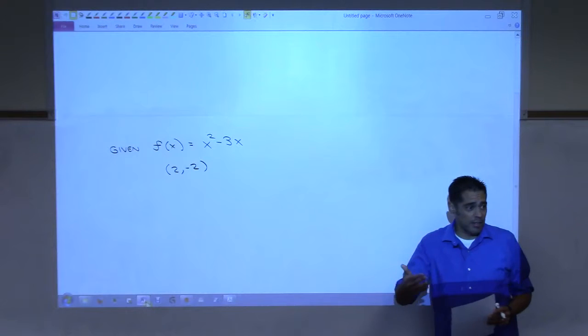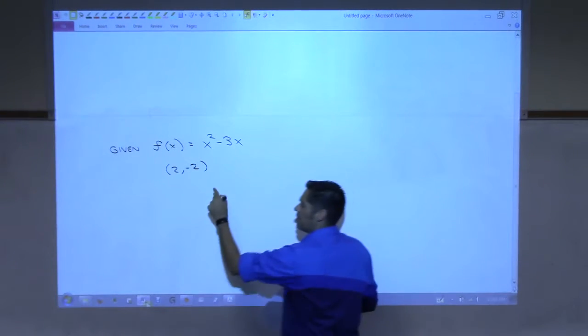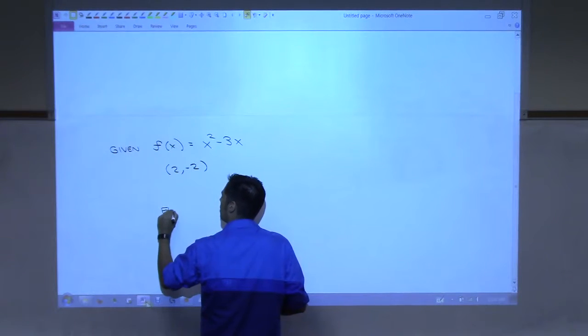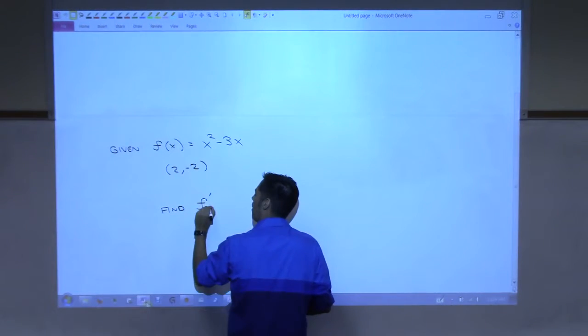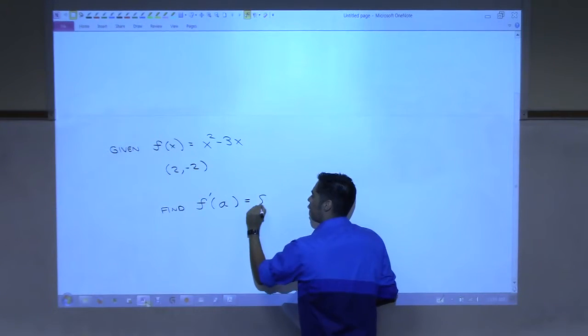Now, using the notation that we just established a second ago, this is really asking us to find f prime of a, right? But what's a here for us?